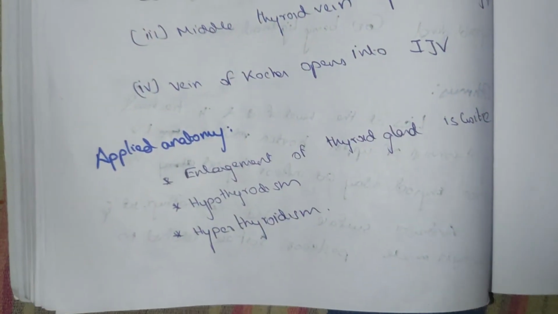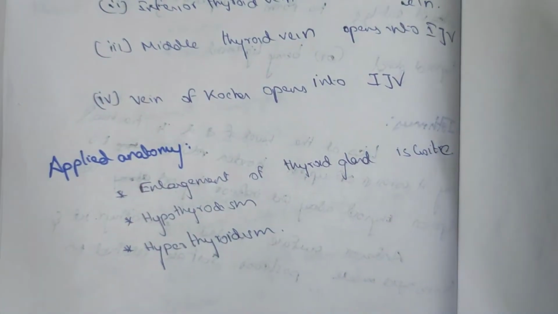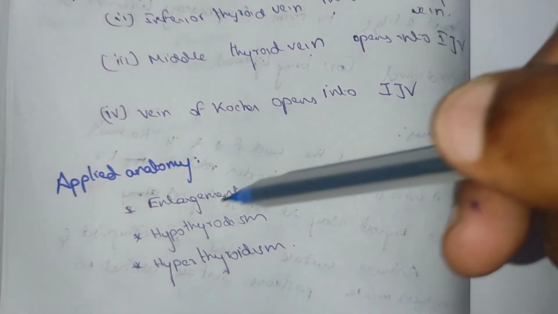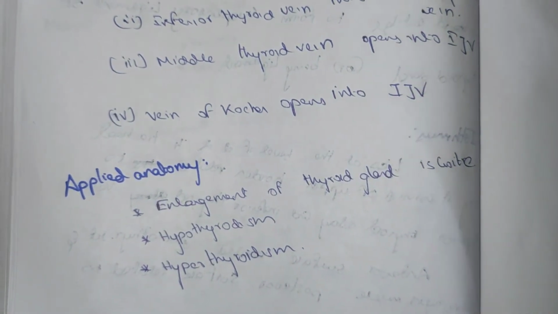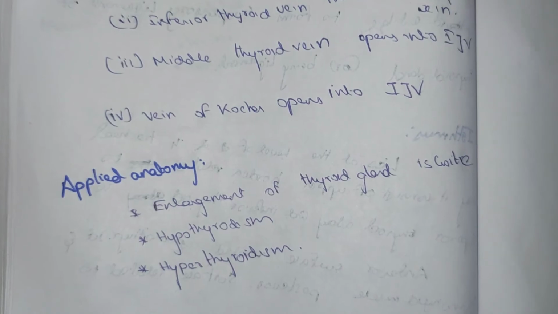Now we will see the applied aspects of the thyroid gland. Enlargement of the thyroid gland results in goiter, which is due to iodine deficiency, and hypothyroidism and hyperthyroidism. These are the applied aspects of the thyroid gland, and there are many more applied aspects. Please do refer to the book.